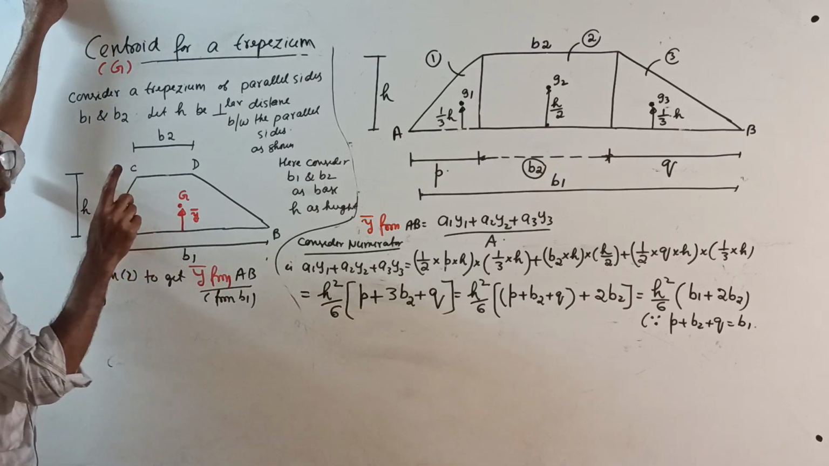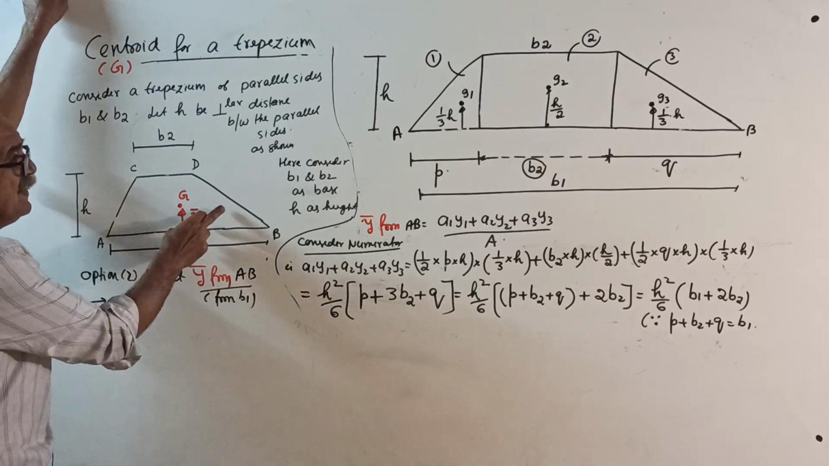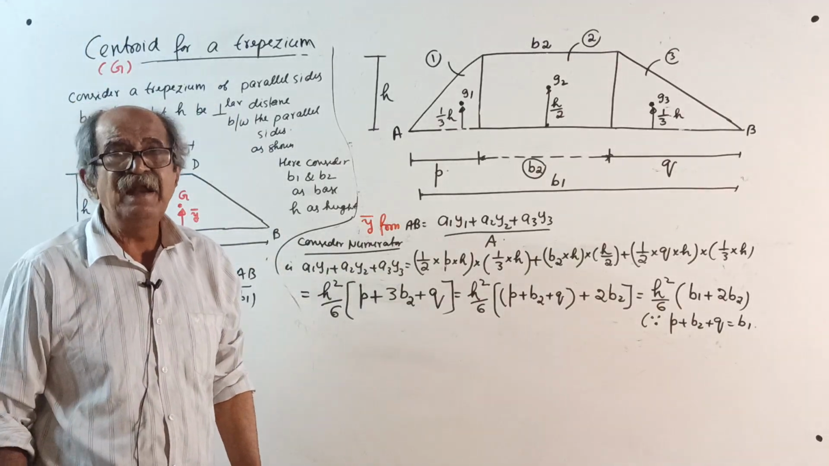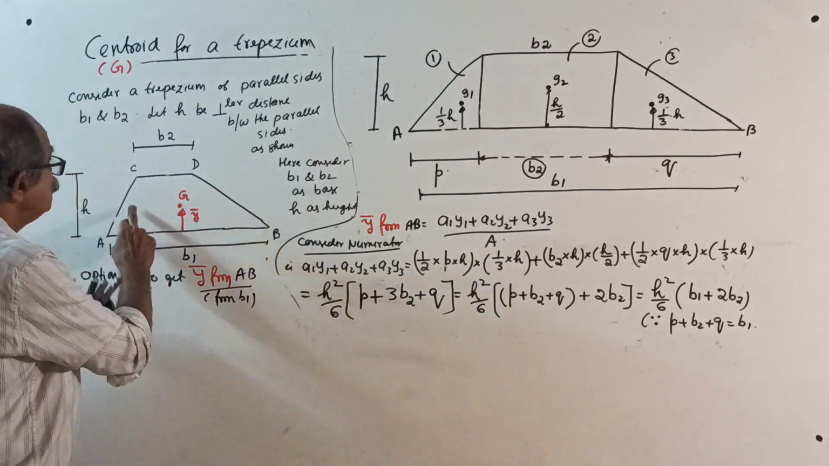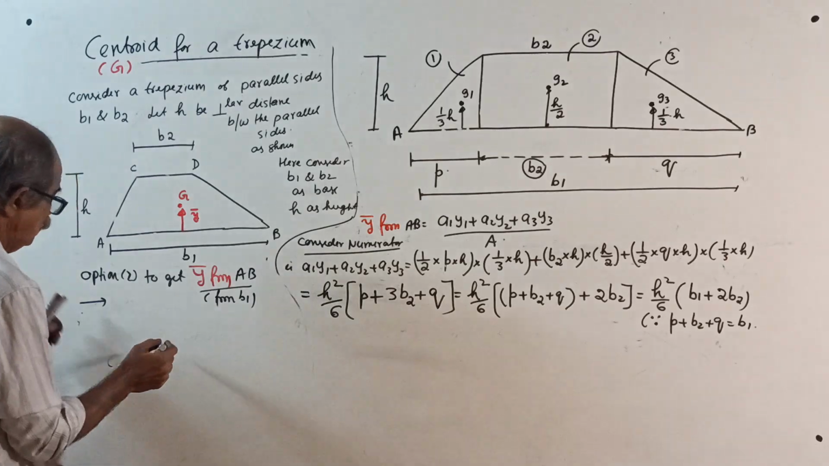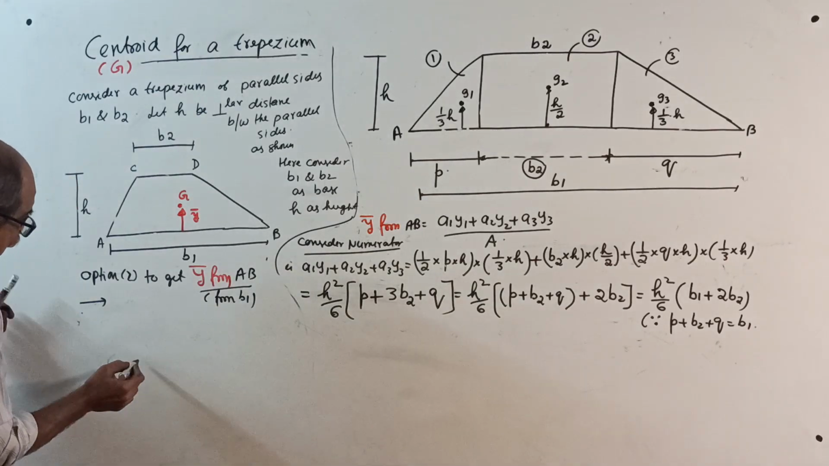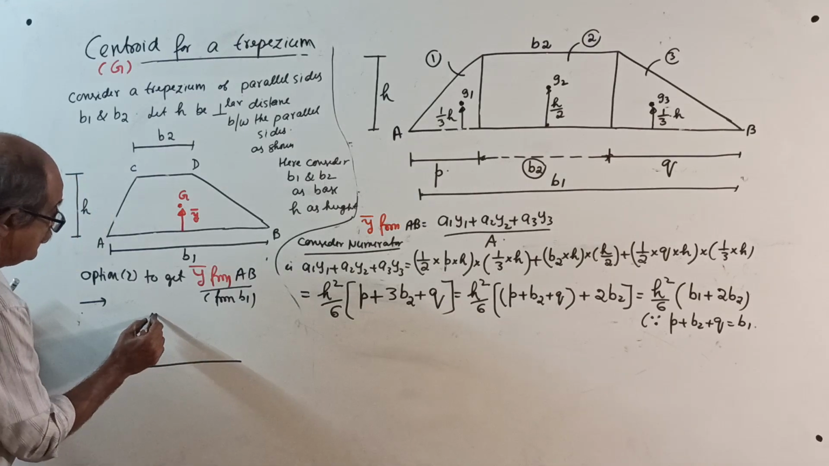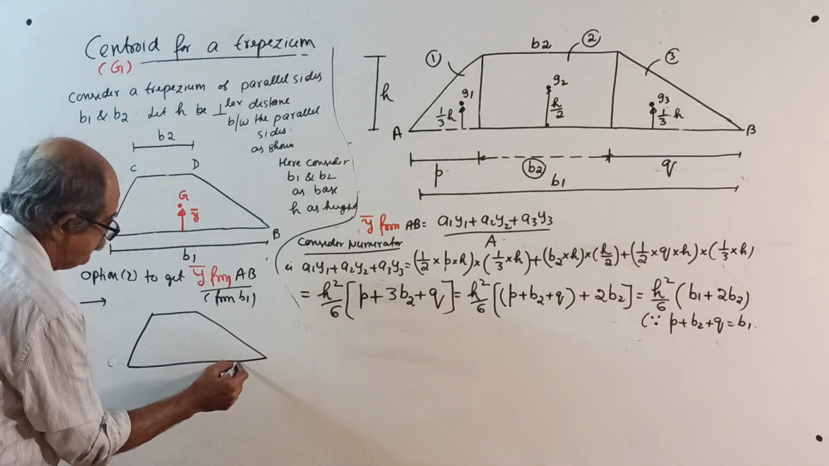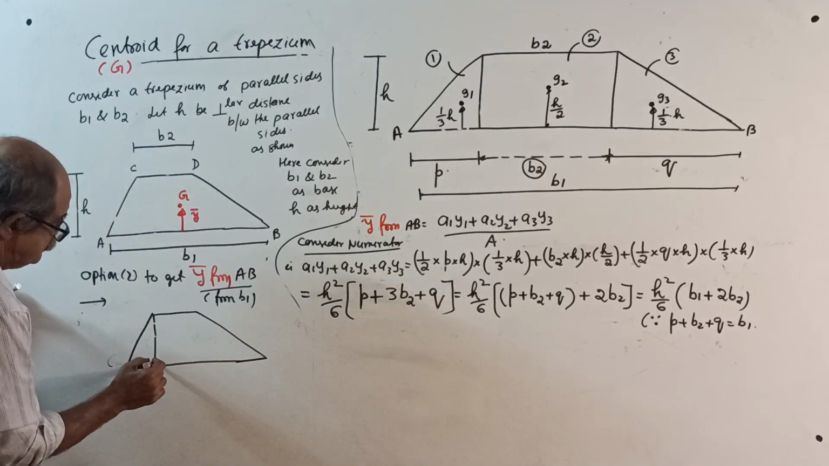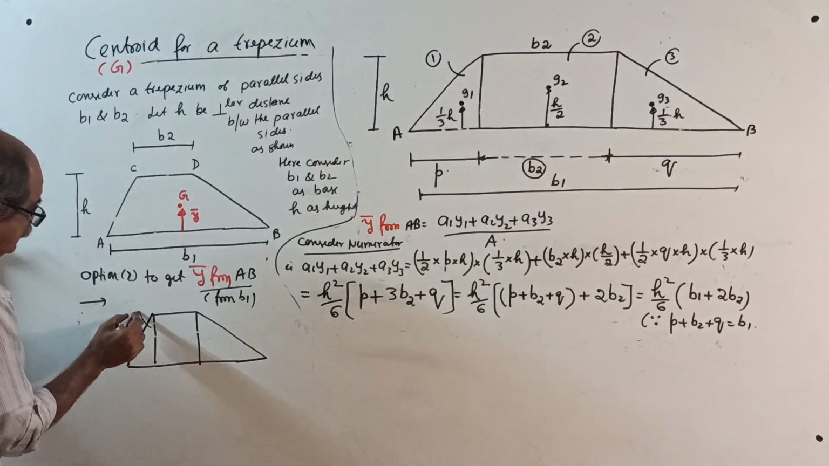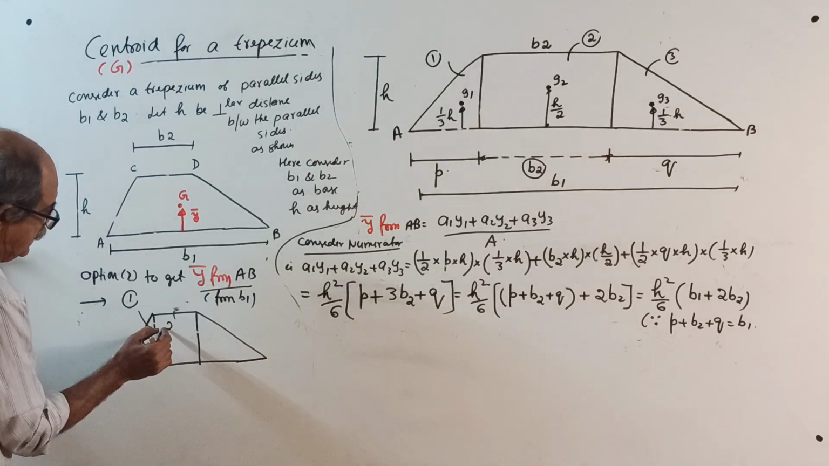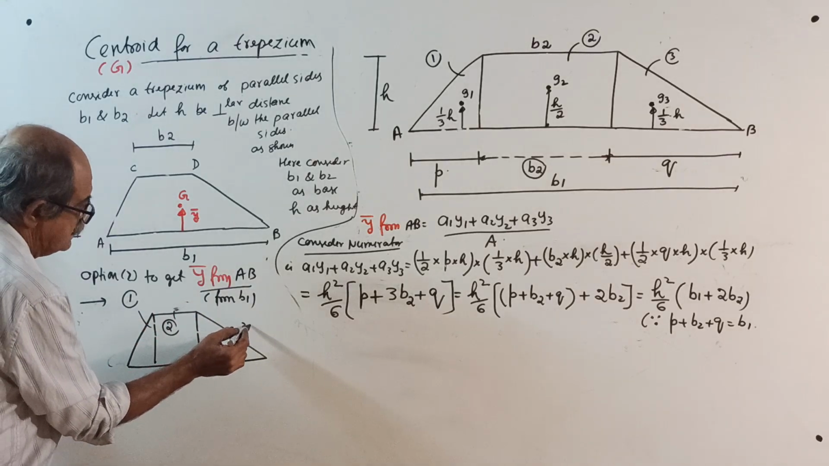Let us divide the given trapezium into a rectangle and, as per the sketch, two triangles. Therefore, see here, rectangle and two triangles as shown here. Divide this way. I will call this part 1, this second part, this third part.